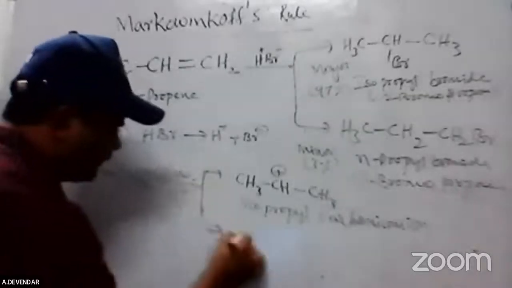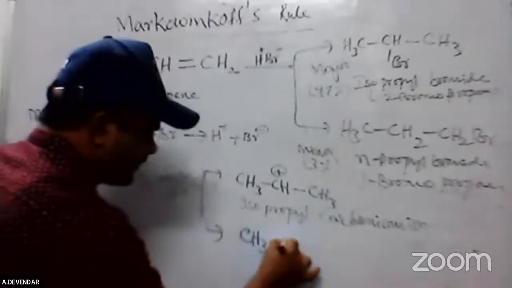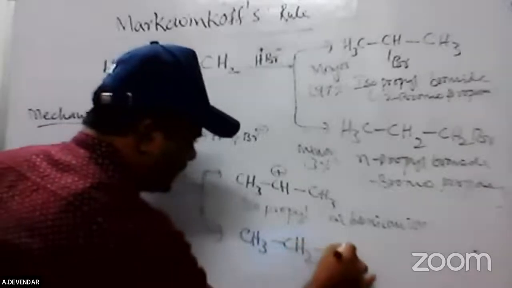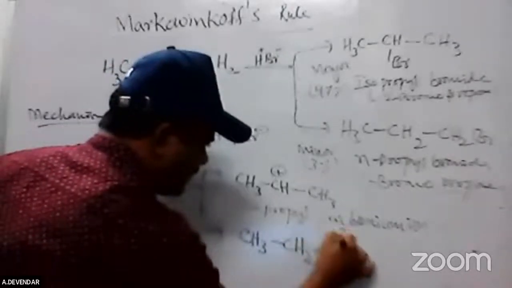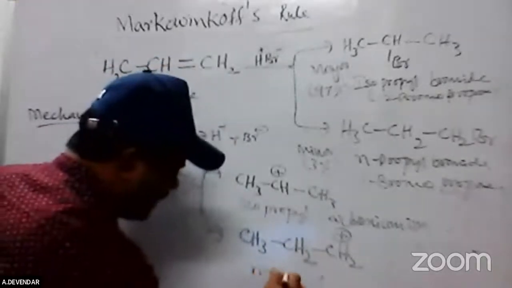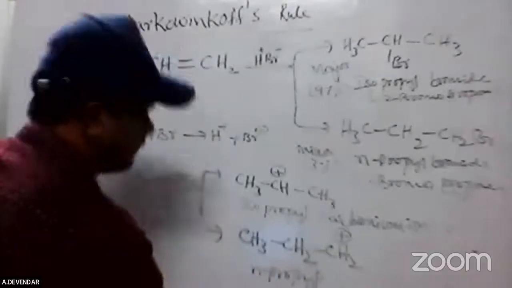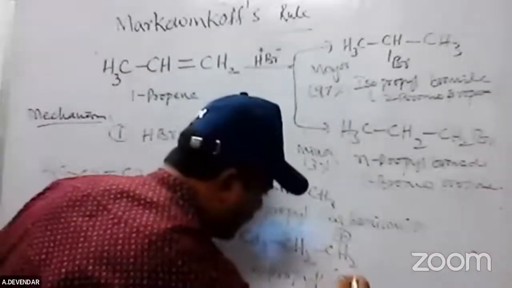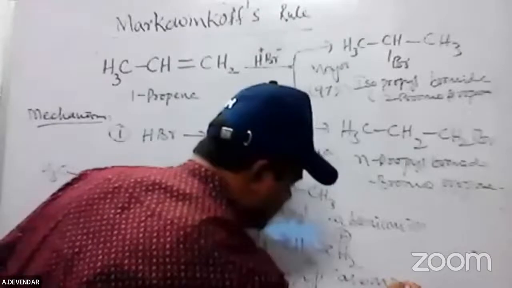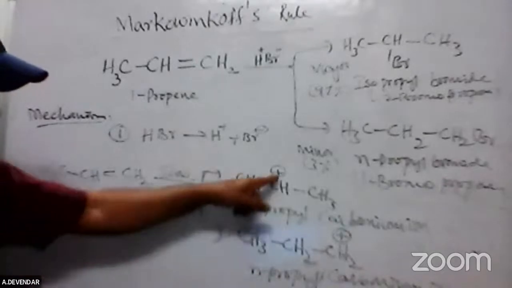Simultaneously you are getting CH3 CH2 CH2 plus. This is the N-propyl carbonium ion. See the mechanism, how it is. It is a slow reaction. Hydrogen is present, giving the isopropyl carbonium ion and the N-propyl carbonium ion.